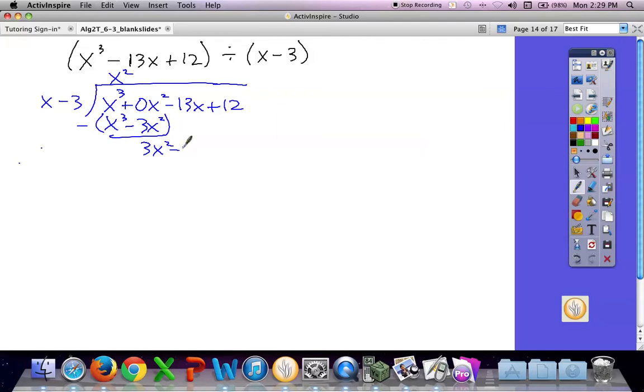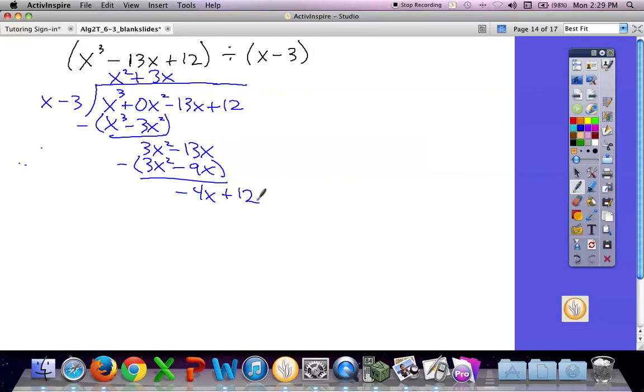Okay, bring down the negative 13x. Now what do I multiply times x to get 3x squared plus 3x? 3x squared minus 9x. Okay, what is negative 13x minus negative 9x? Negative 4x. Bring down the 12.